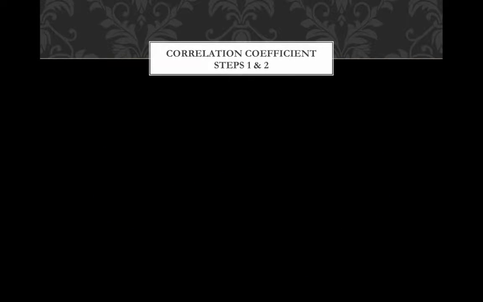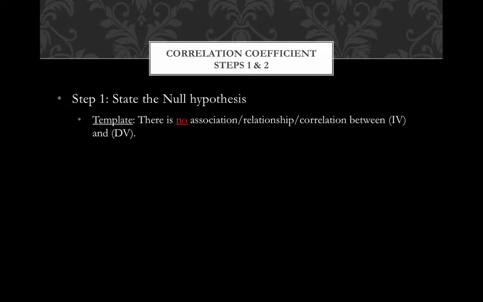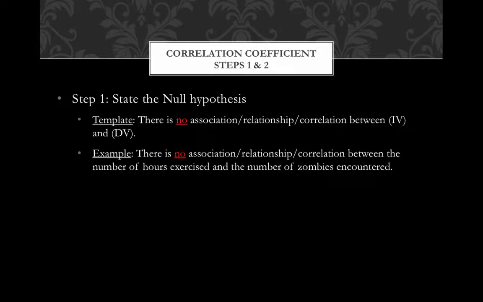So steps 1 and 2. State the null hypothesis. Well, there is no association or relationship or correlation between our two variables. So in this case, there is no association between the number of hours exercised and the number of zombies encountered. Or there's no relationship between these two variables. Or there's no correlation between the number of hours exercised and the number of zombies encountered.